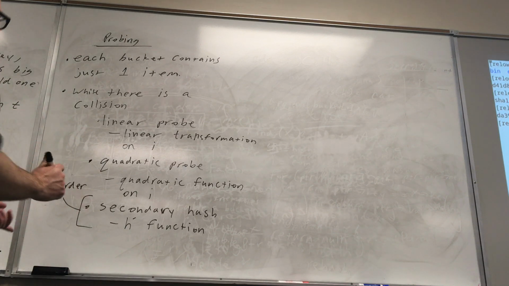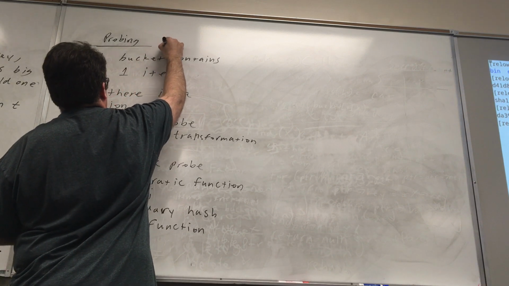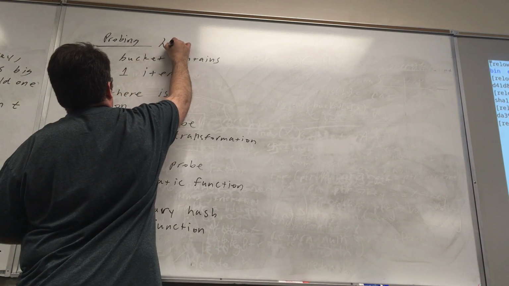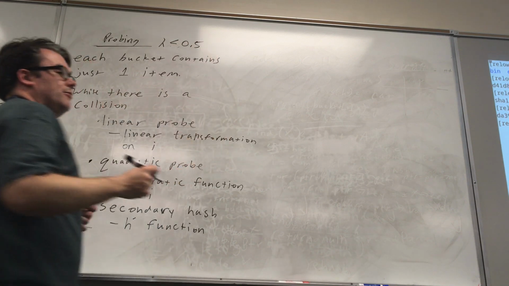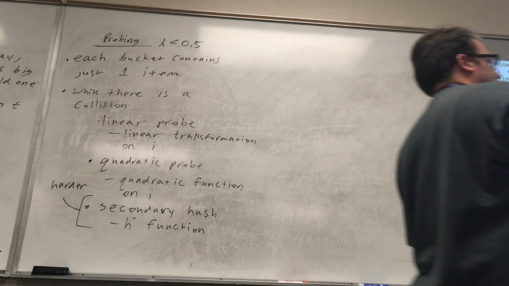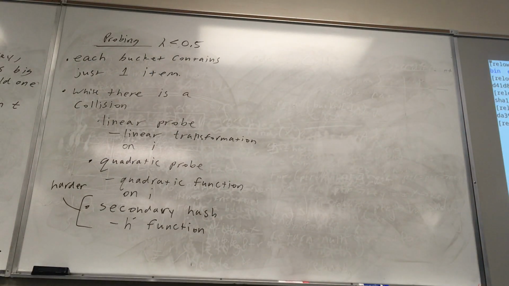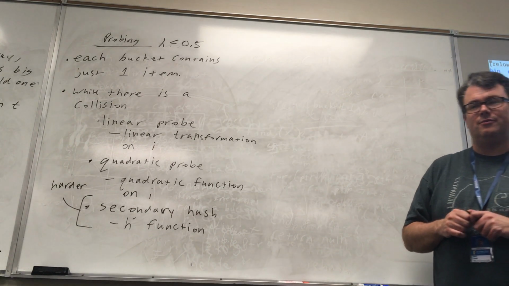Now no matter which one of these you choose though, with any kind of open address scheme or probing, you want to maintain a lambda value that is less than 0.5. They degrade a little bit faster, but they are a little bit easier to implement, and they'll use up less memory because they don't have that external data structure to contend with.